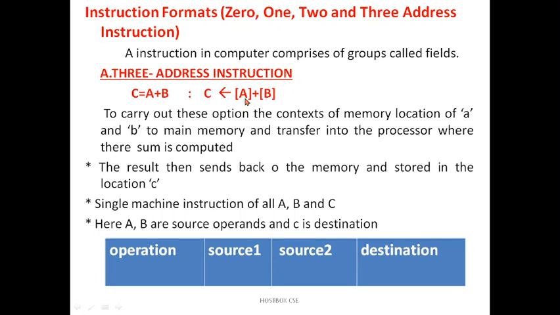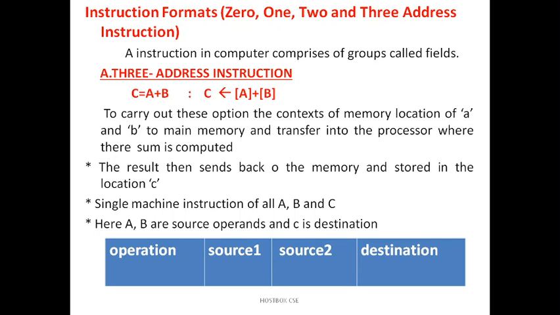So if you want to get the result in the three address instruction format, it is C ← [A] + [B], with square brackets. Now to carry out this operation, the contents of the memory locations of A and B are transferred from main memory into the processor, where their sum is computed. The result is then sent back to the memory and stored in the location C. Here the three address instruction is add A, B, C, where A and B are source operands and C is the destination.